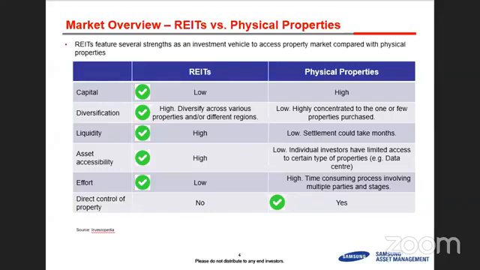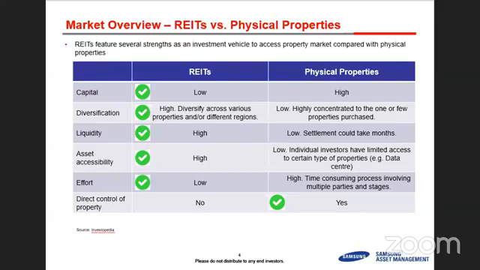The fourth advantage is the asset accessibility. So as mentioned, it might be easy for us to gain access to residential property, but it's much more difficult for us to gain access to some retail and also industrial commercial properties. However, through a REIT, we would be able to gain access to all these different types of properties easily, just like a stock.